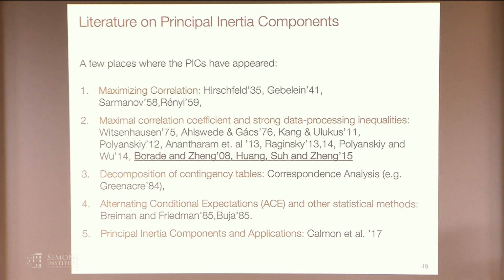Like, this has been studied in many different places in the information theory, mathematical statistics, and probability theory literature, dating all the way back to Hirschfeld and Gebelein, Sarmanov and Rényi in terms of maximal correlation. Witsenhausen also has a beautiful paper studying this. He appears many times in this talk, but studying this in the context of maximal correlation and strong data processing inequality. Also Ilya Gács and many others.